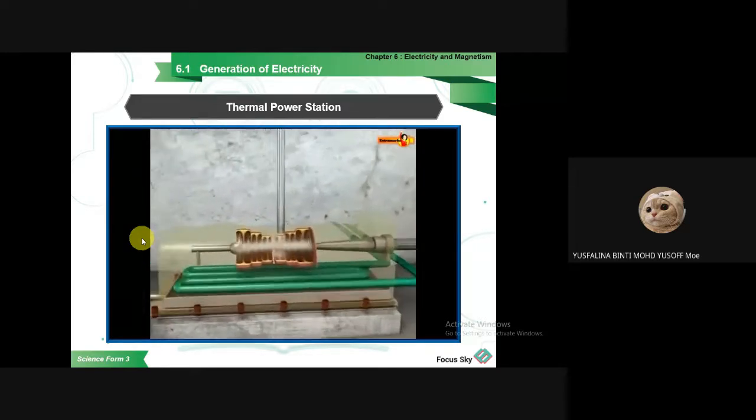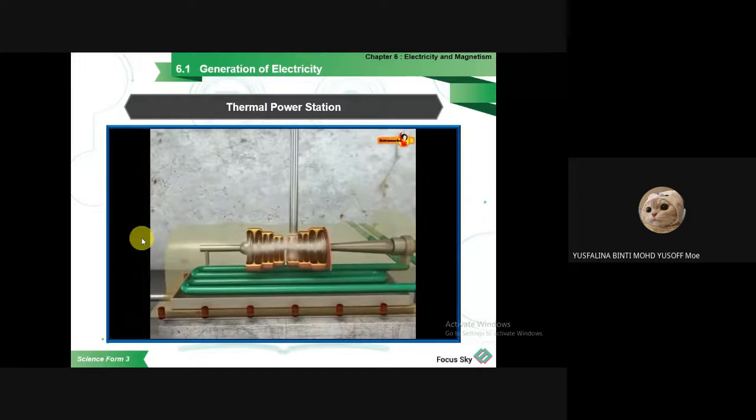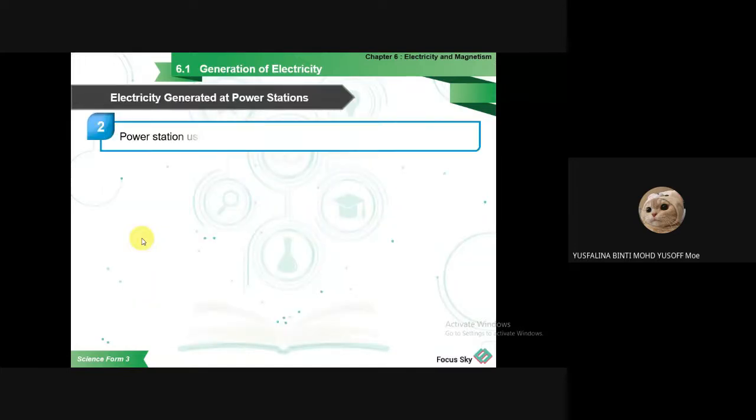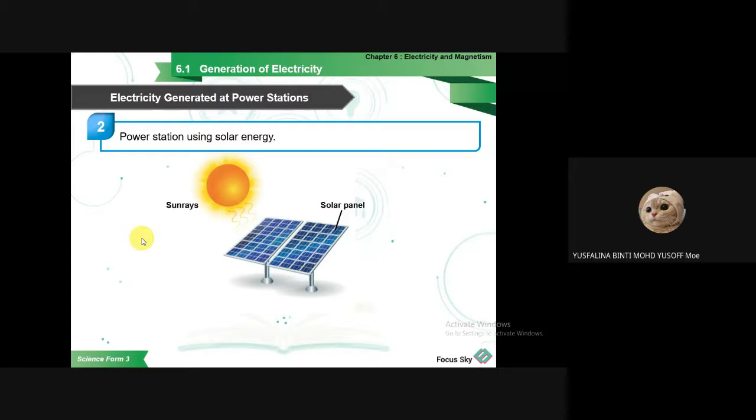So that is the thermal energy. How does it produce? You burn the coal, and then you heat up the water and it changes to steam. Steam has a high pressure, so the high pressure will rotate the turbine, which will rotate the generator, which will produce the electricity.